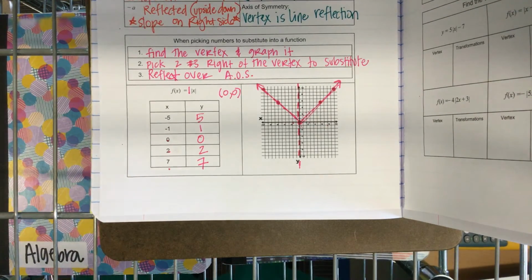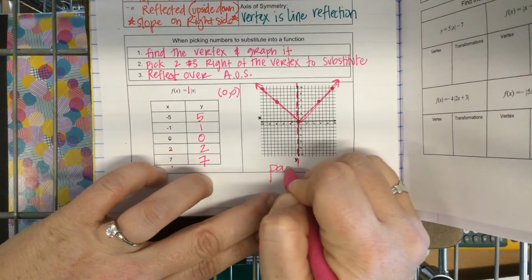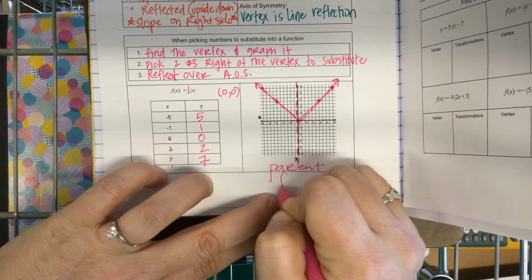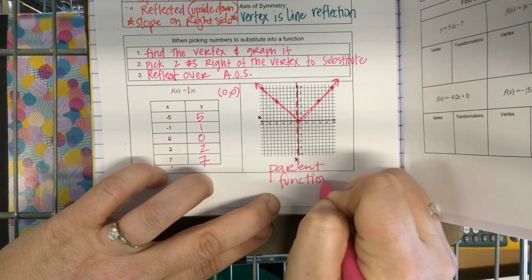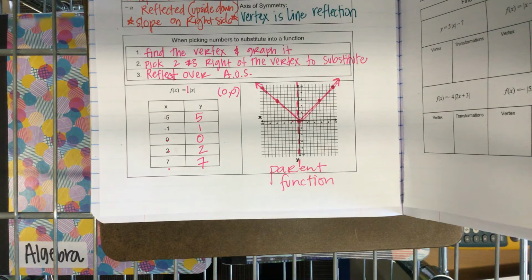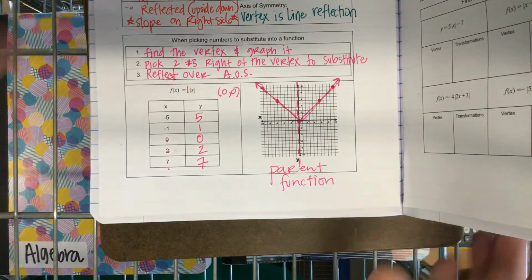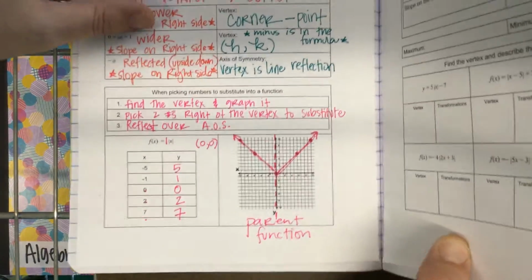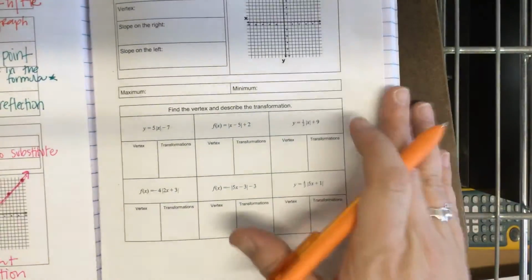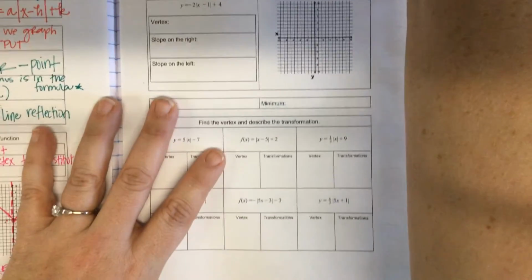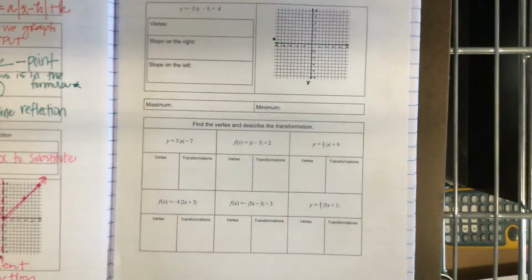Again, let's write that on here. This is the parent function. It is the perfect function. It's the function that we compare all other functions to. Why couldn't you be more like this function? No. So let's try this guy.